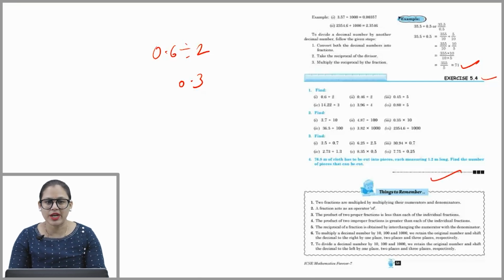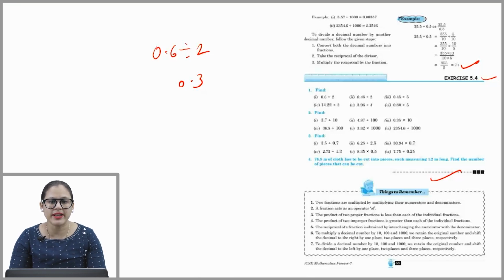Things to remember. Number 1, two fractions are multiplied by multiplying their numerators and denominators. 2, a fraction acts as an operator of. 3, the product of two proper fractions is less than each of the individual fractions. 4, the product of two improper fractions is greater than each of the individual fractions. 5, the reciprocal of a fraction is obtained by interchanging the numerator with the denominator.